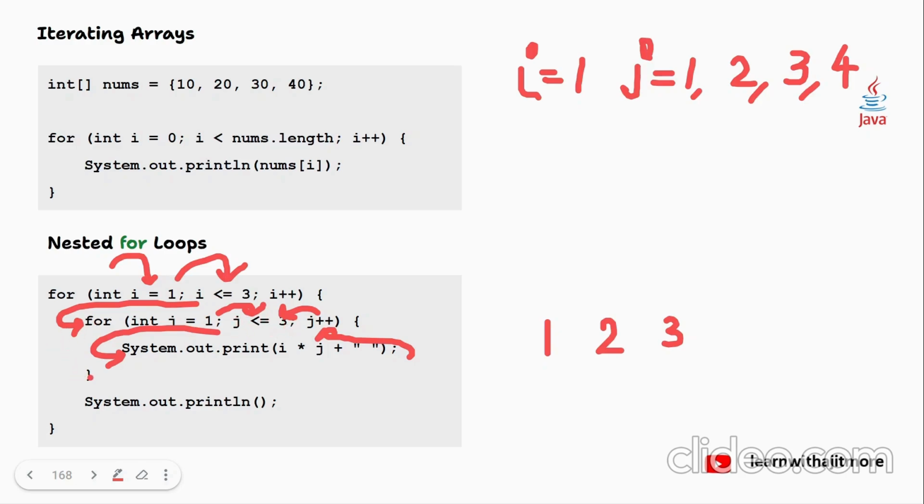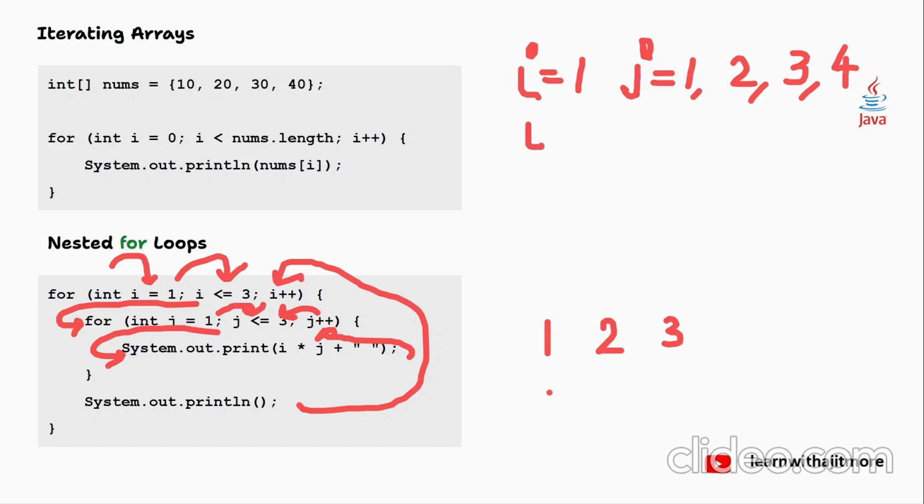The inner for loop is stopped and it comes to this SOP new line. Now j has become 4, so the condition is false. And as the condition is false, the for loop stops. Okay? And it comes to this SOP new line. So the cursor will come on the next line. And after doing this, it will come to this i plus plus.